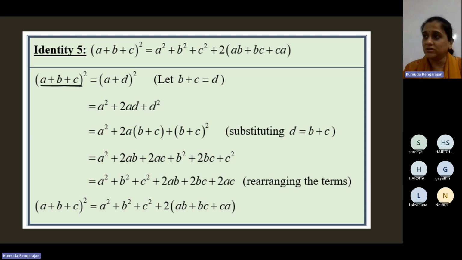Because we have three terms here and we don't know the formula to expand this, we make these three terms look like two terms by replacing b plus c with d. So when it becomes a plus d the whole square, it becomes the square of a binomial. And you know the identity for expanding something that looks like a plus b the whole square. So we make use of something which we know. We are converting these three terms to two terms with the help of this assumption. And now you know how to square a trinomial.